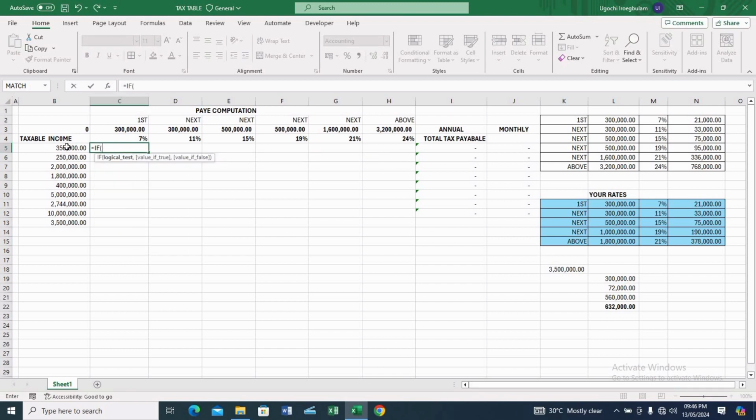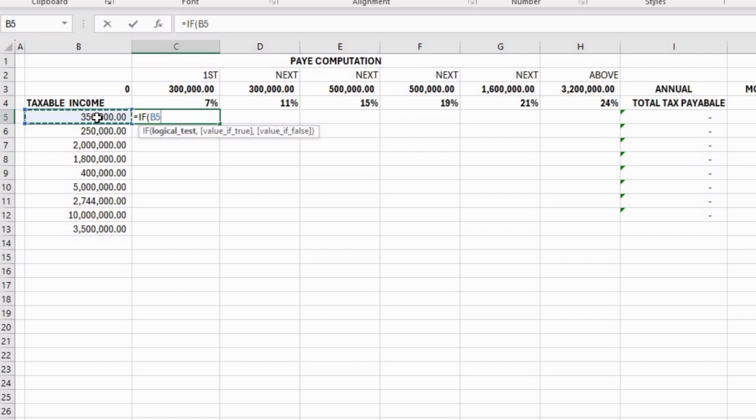In case you haven't seen my videos on these functions, please click on the link in the description box to go watch them. We will start with the equal sign and type IF. We open the bracket. Our logical test here will be the taxable income, and so using cell referencing we would be fixing just the column B, so that by the time we copy this formula to the right, the formula would not shift to the right.